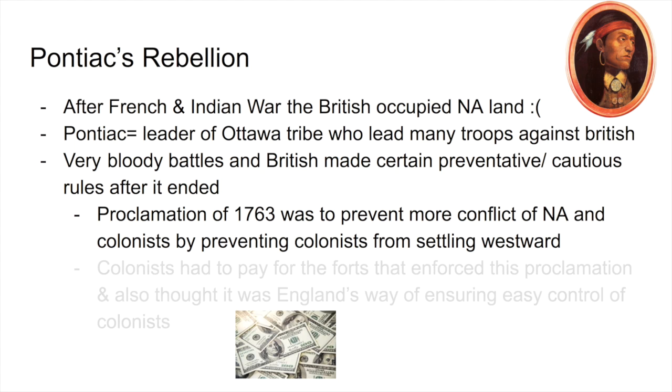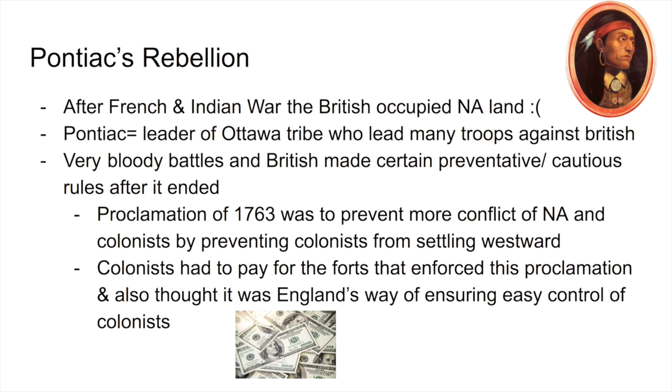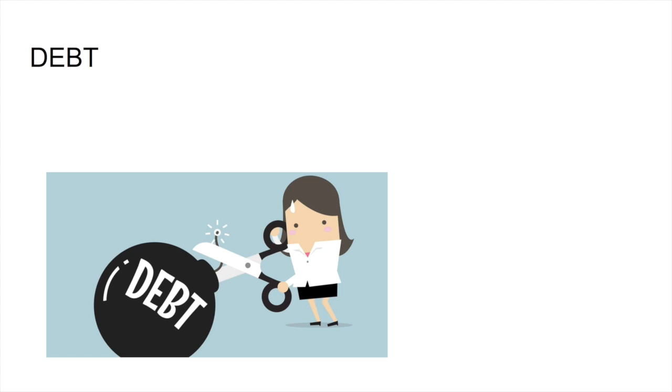And it basically prevented colonists from settling westward, which is kind of nice for the Native Americans, but the colonists were angry because they thought it was England's way of ensuring easy control of the colonists. And they also had to pay for the forts that enforced the proclamation. So basically they were paying to be trapped on the East Coast.